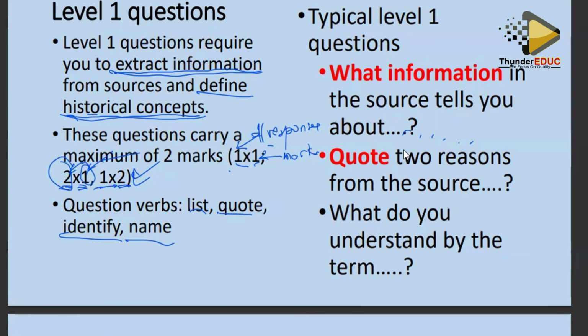You are going to the source and just extracting it the way it is presented in the source. If you are quoting, you are just extracting historical information as it is in the given source. You just pick up the relevant information, you just extract only the relevant part of the source and use that as the response to the given question.